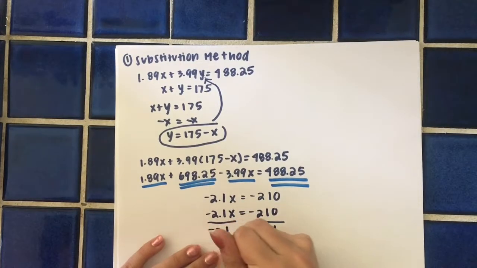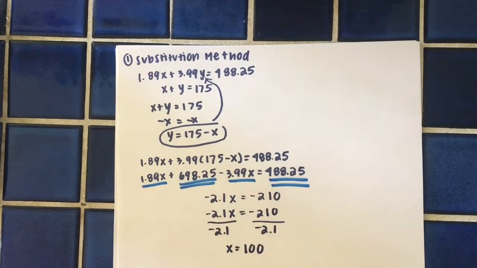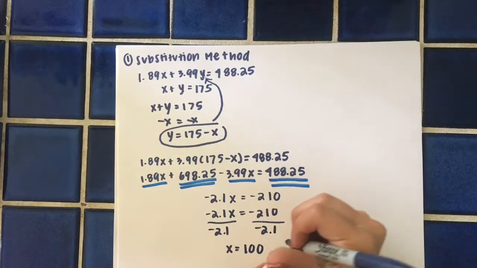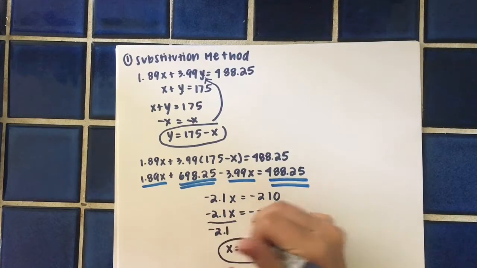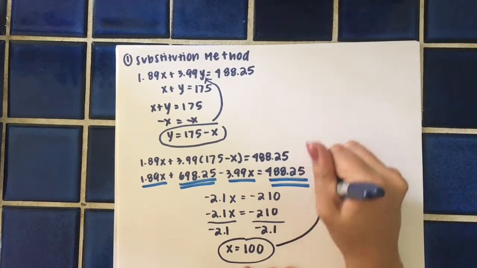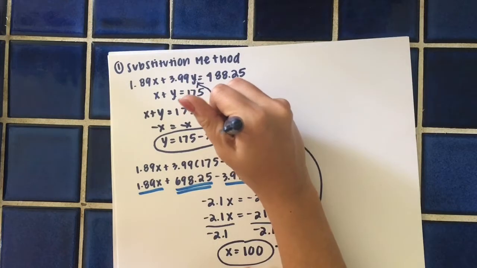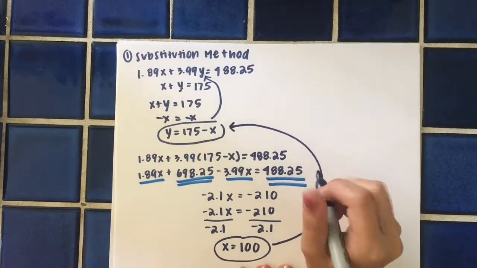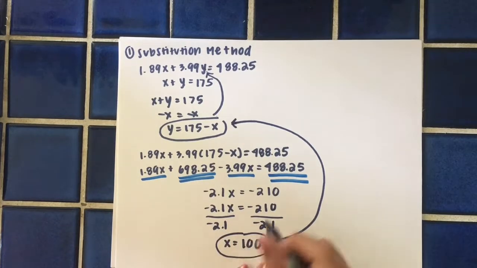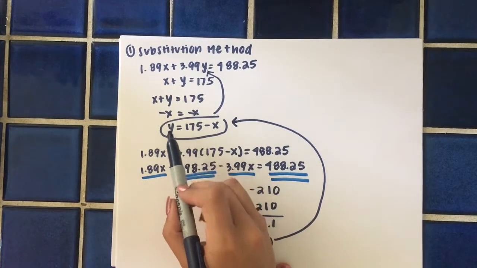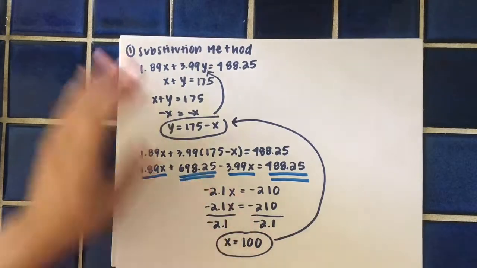And we get x equals 100. Okay, so now that we have that, we can substitute this into this to get y, because now we know that there were 100 orders of French fries, but now we have to find out how many orders of Big Macs were sold.